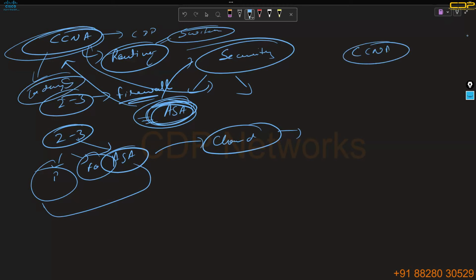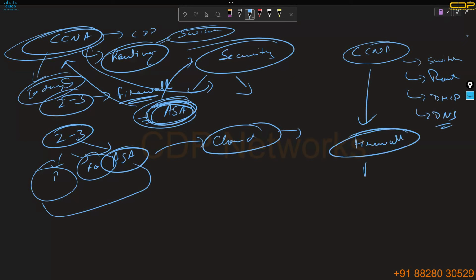Look, CCNA first. In the CCNA, do the basic switching part, then go with the routing. You have to learn what is static routing, what is dynamic routing. You will do routing protocols, OSPF, EIGRP, RIP. You can do any one. And clear your DHCP, DNS concepts also. What is DHCP? What is DNS? When you're done with this, you can directly jump onto the firewalls.